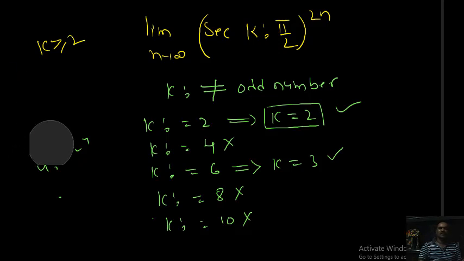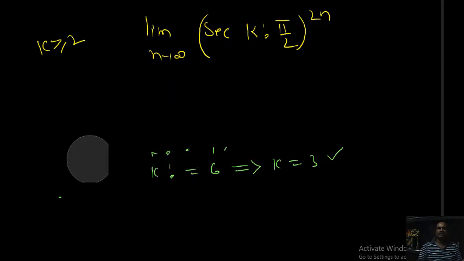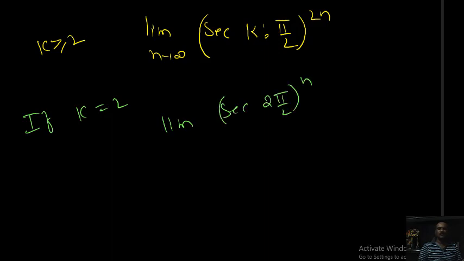Okay, so do one thing. If k equal to 2 and 3, what happens? I will check k equal to 2 and 3. If k equal to 2, then the limiting value of secant 2 pi by 2, whole power 2n, n tending to infinity. So secant pi, minus 1 power 2n, is 1. So this value is equal to 1 if k equal to 2.